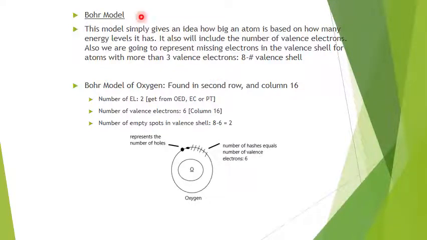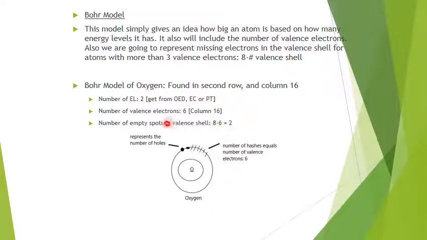So oxygen is in row 2. So it has 2 shells. It has 6 valence electrons, and you can figure that out because it's in column 16. And each hash mark represents an electron. And it doesn't matter how you do these. You can put them all together, or you could just randomly put them all over the place.